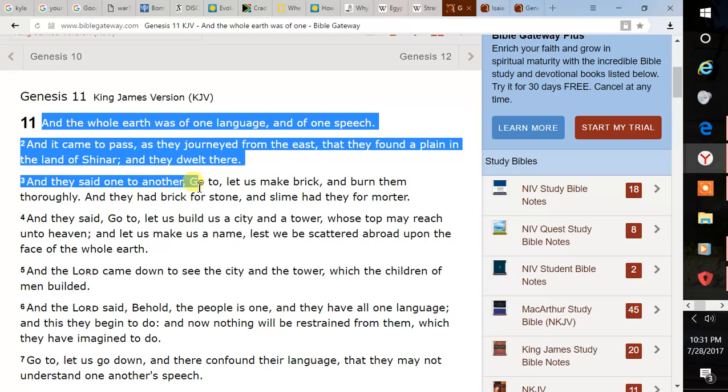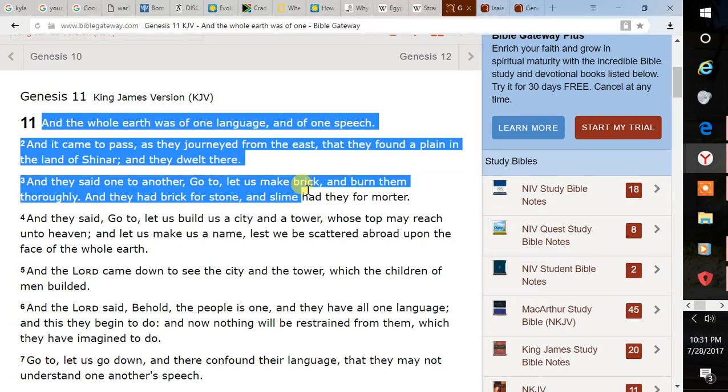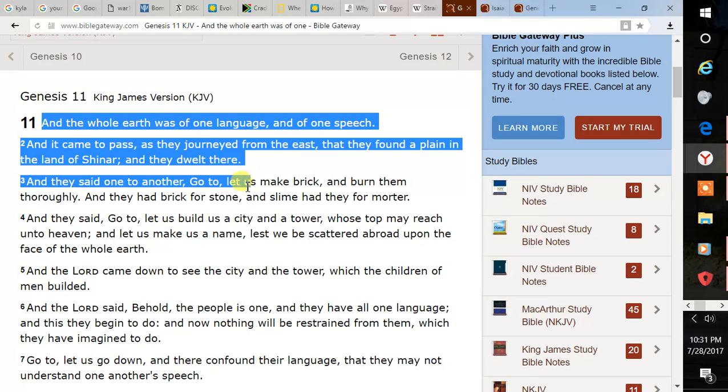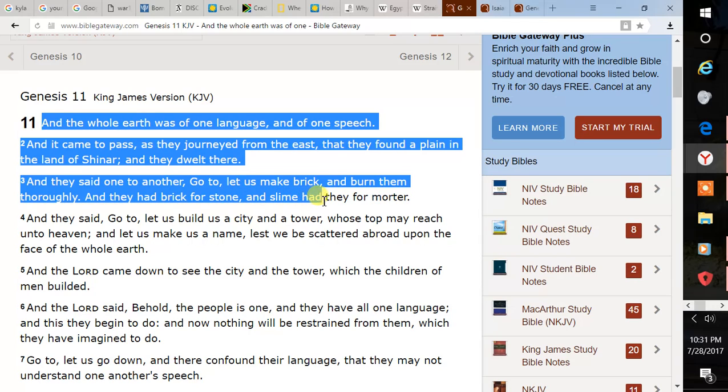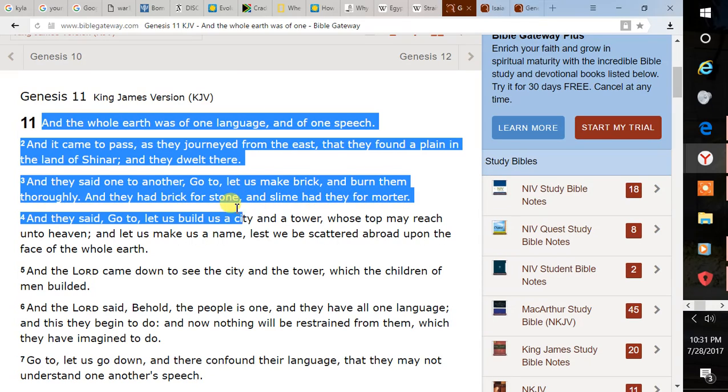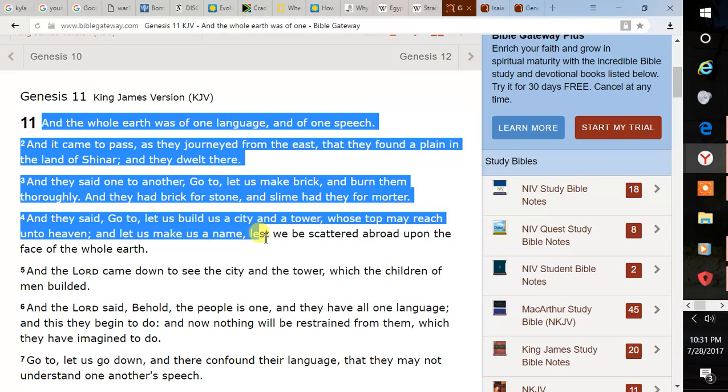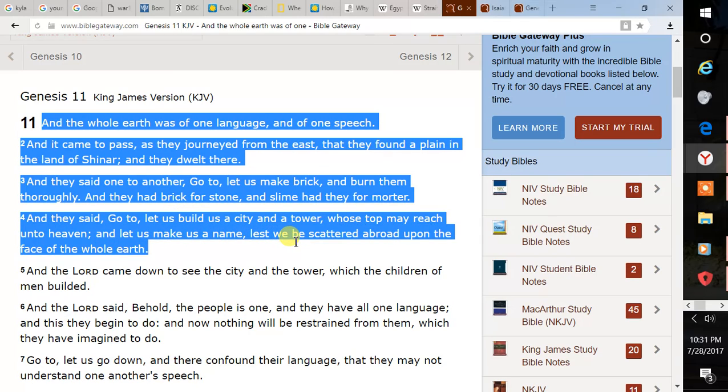And they said one to another, let us make brick and burn them thoroughly. And they had brick for stone, and slime had they for mortar. And they said, let us build us a city and a tower, whose top may reach unto heaven, and let us make us a name, lest we be scattered abroad upon the face of the whole earth."